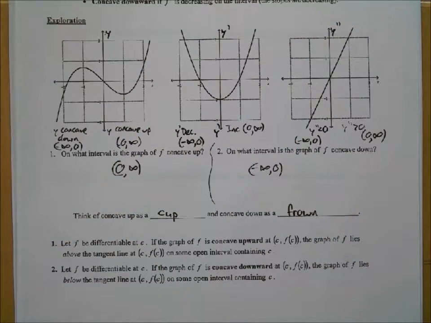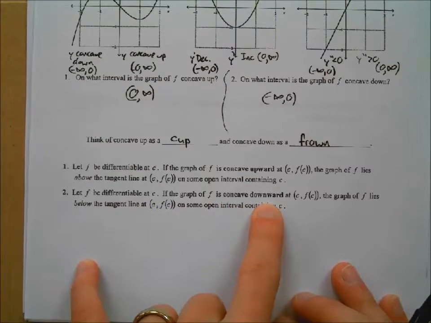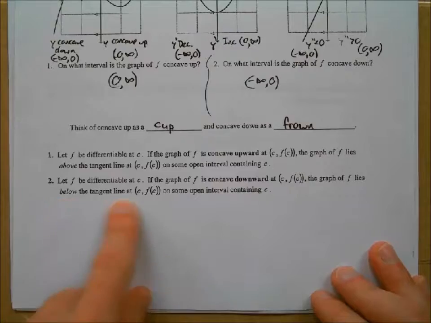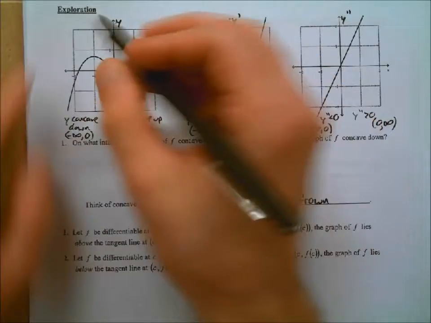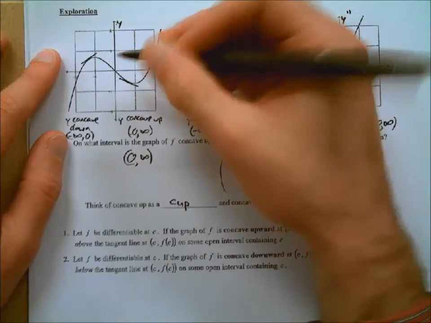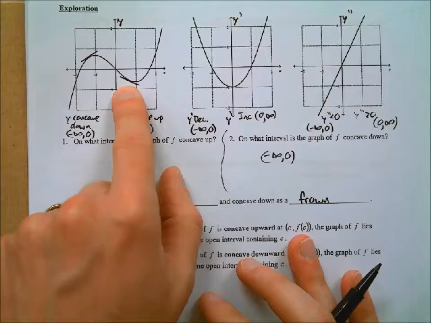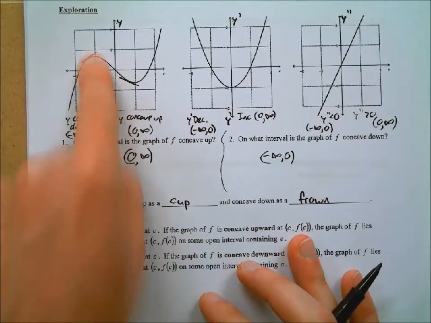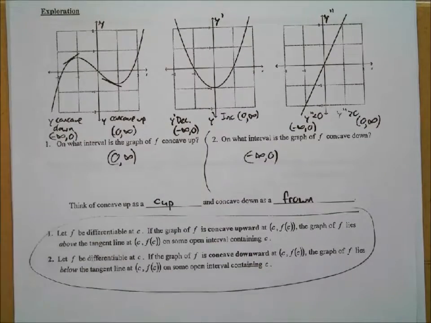Compare that to when the graph of f is concave downward: the graph of f lies below the tangent line. Here in our concave downward behavior, if you were to draw any tangent line, here's a little example, the graph is below the tangent line. So concave upward behavior, the graph is above your tangent line. Concave downward behavior, the graph is below the tangent line. That's another way to determine concavity as well. Right, moving on.